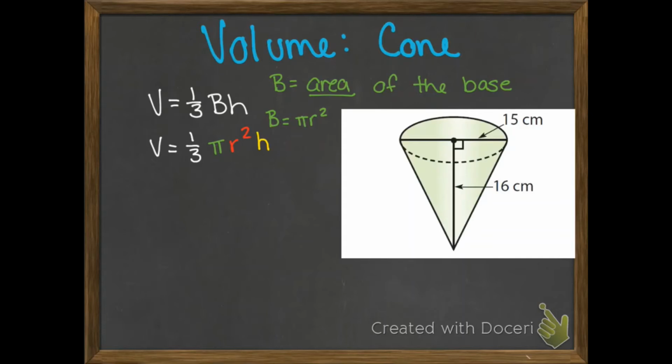Now we need to identify all of our pieces in order to plug them in or substitute them in and solve. The first thing I'm going to define is pi. So pi is equal to 3.14, so that's one I'm going to be replacing that with. The next one we're looking for is the radius.